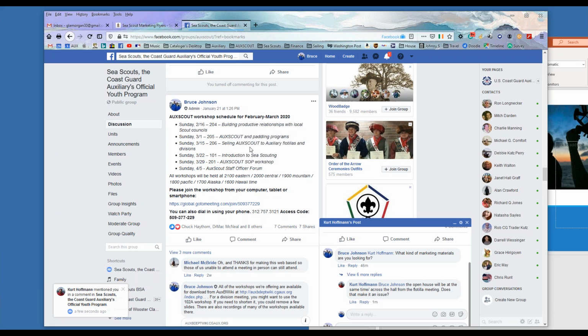On the 22nd of March, we're going to rerun the workshop Introduction to Sea Scouting. On March 29th, the workshop AuxScout Standard Operating Procedure workshop will be rerun. And then on Sunday, April 5th, we're going to start something new. We're going to be running a quarterly AuxScout Staff Officer Forum.